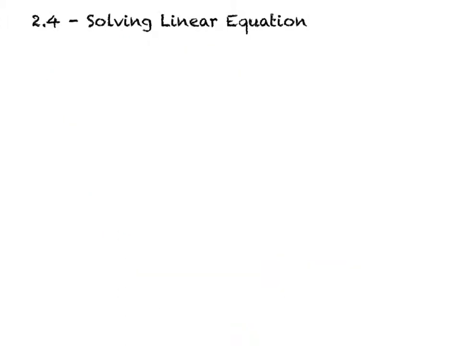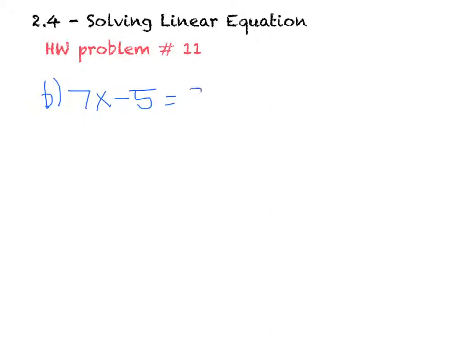The next two problems are going to be two unique cases that you're going to see from time to time. They don't happen very often, but when they do, it's important to recognize them. So, let's begin with example B, which corresponds to homework problem 11. Example B is 7x minus 5 equals 7 times the quantity x plus 1.